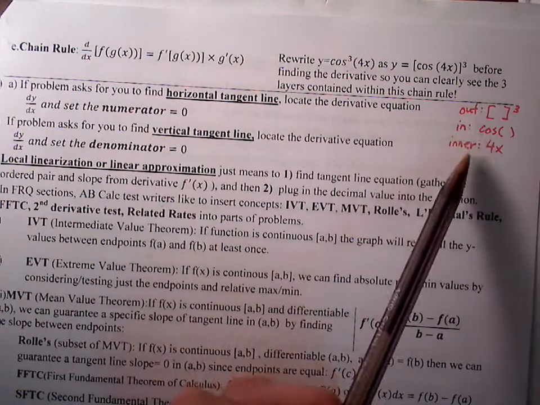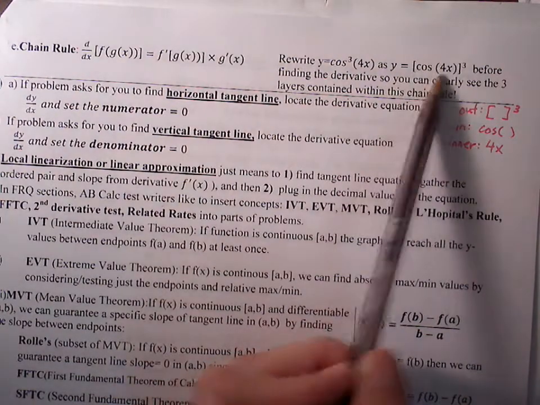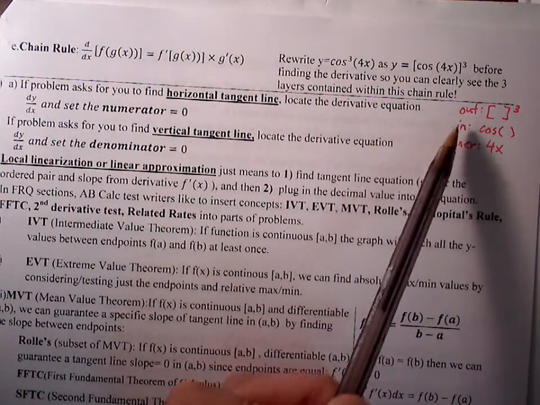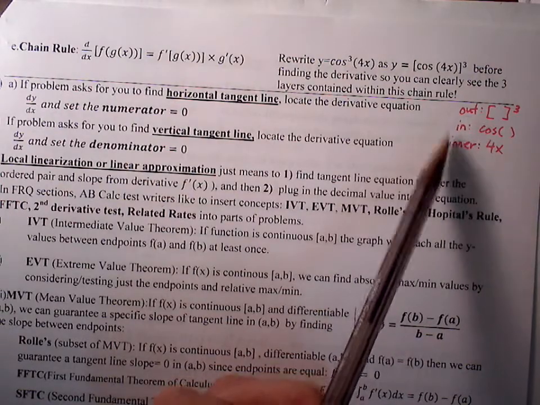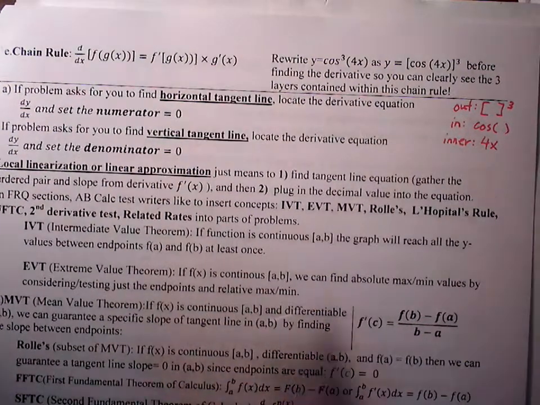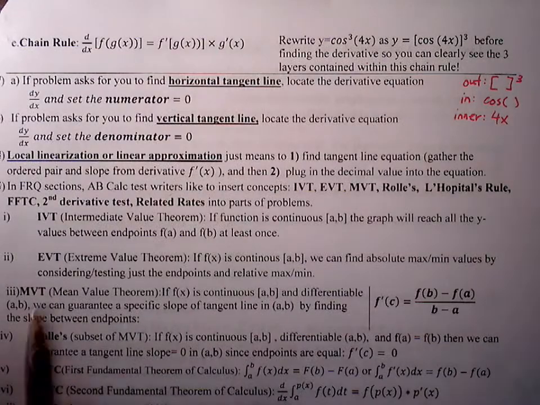So if we write it out this way, it's visually clearer as to what needs to happen in order for us to do the chain rule portions correctly.